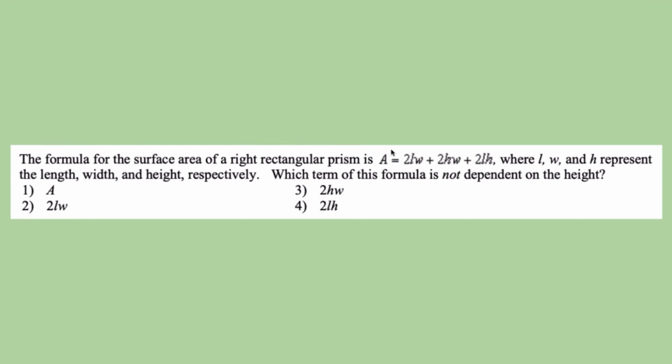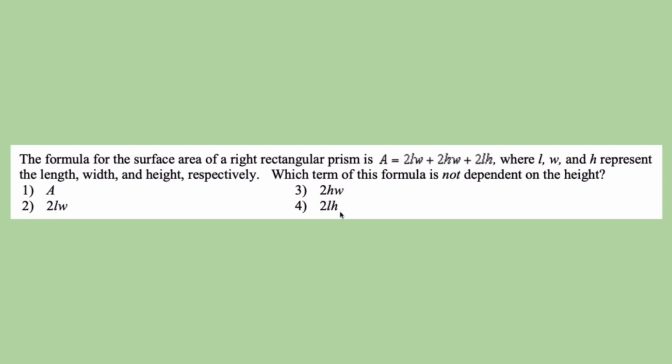It says the formula for the surface area of a right rectangular prism is A equals 2LW plus 2HW plus 2LH, where L, W, and H represent the length, width, and height, respectively. Which term of this formula is not dependent on the height? Okay, let's break this down. So we already know that A is going to be dependent because it's on the lighter side of the equation. This A's value depends on this entire section. So 1 is already out.